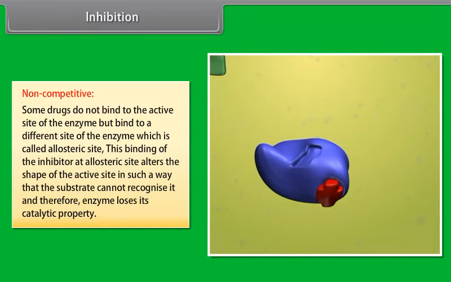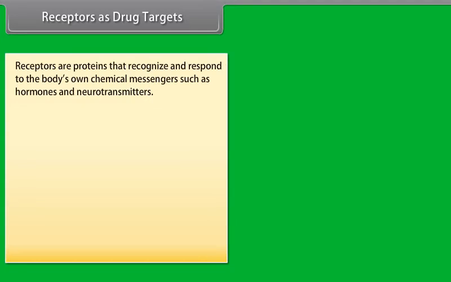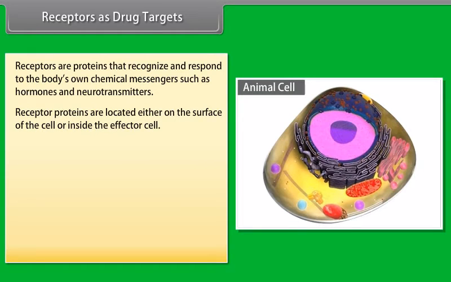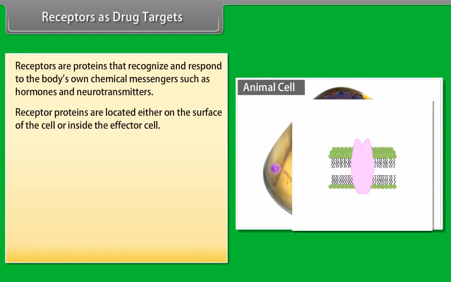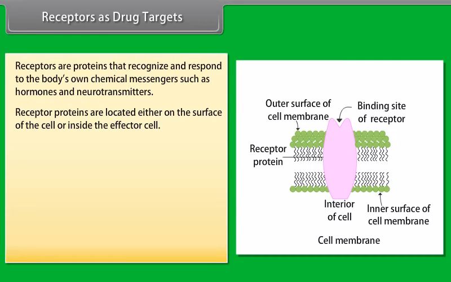Specific inhibition. Many drugs inhibit a particular enzyme without affecting the others. Specific inhibition may be of two types. Competitive: the drug competes with the normal substrate for attachment to the active site of the enzyme. Non-competitive.